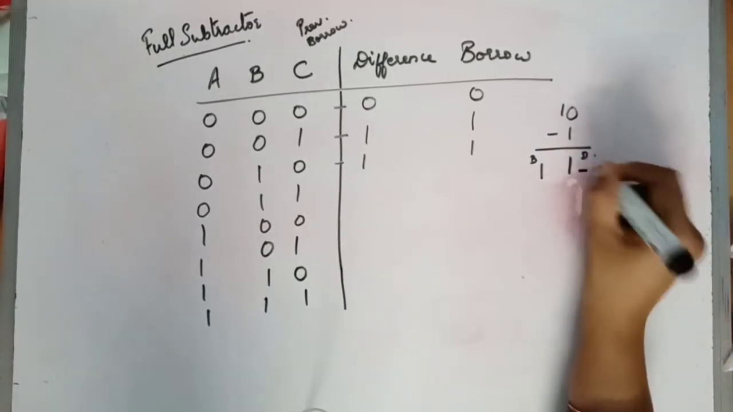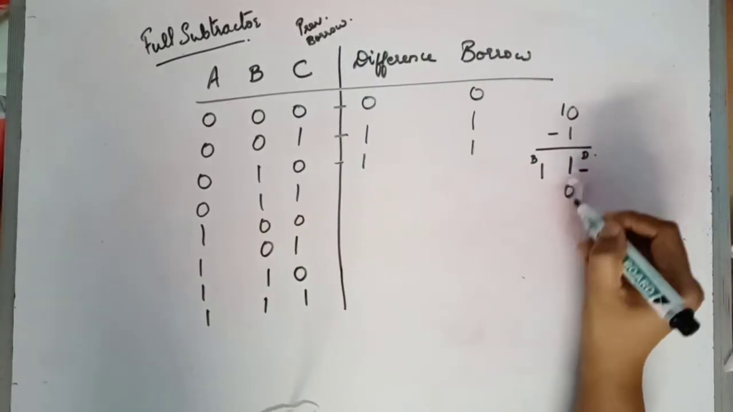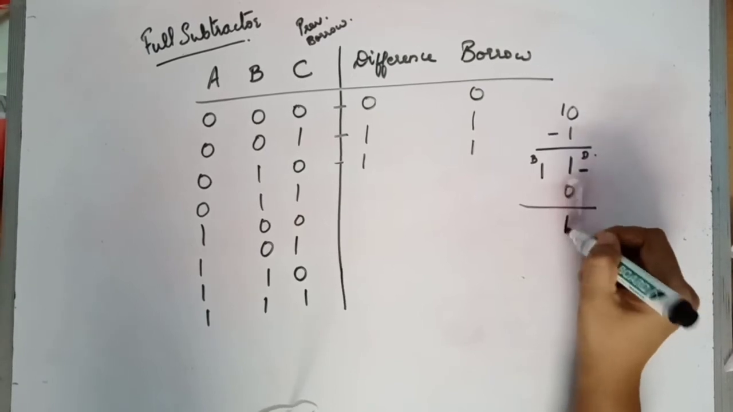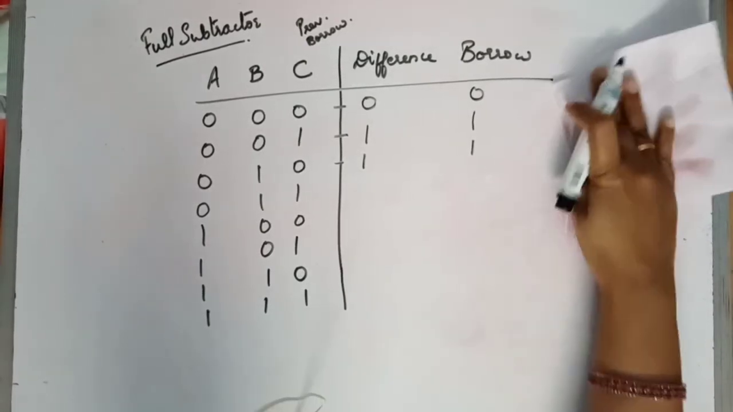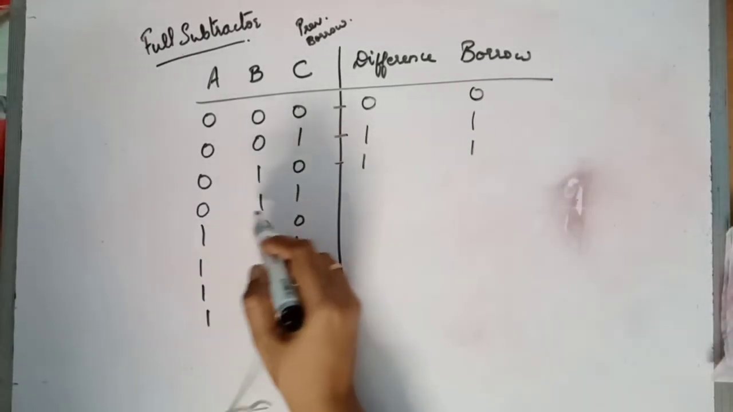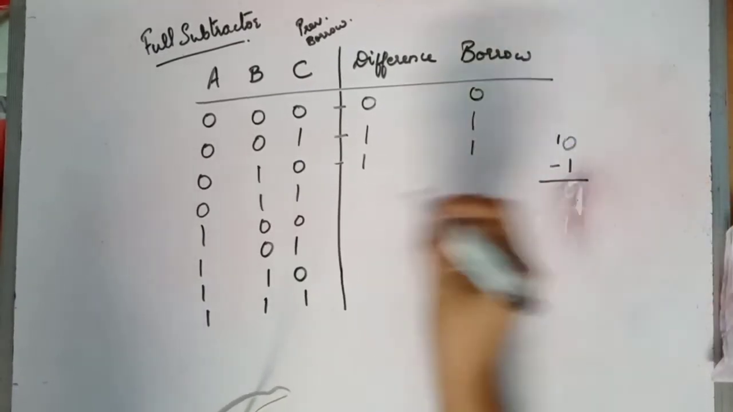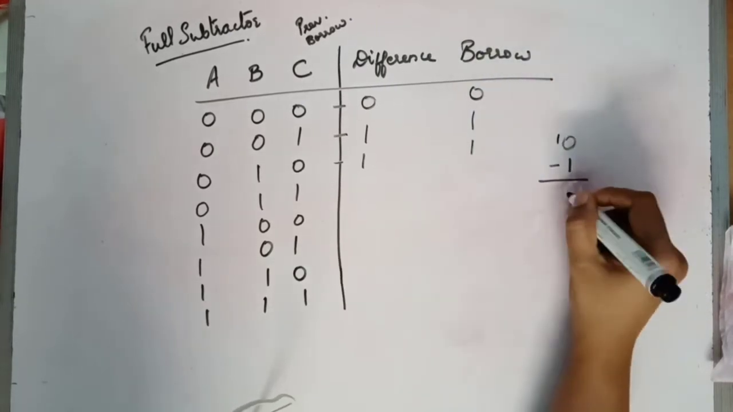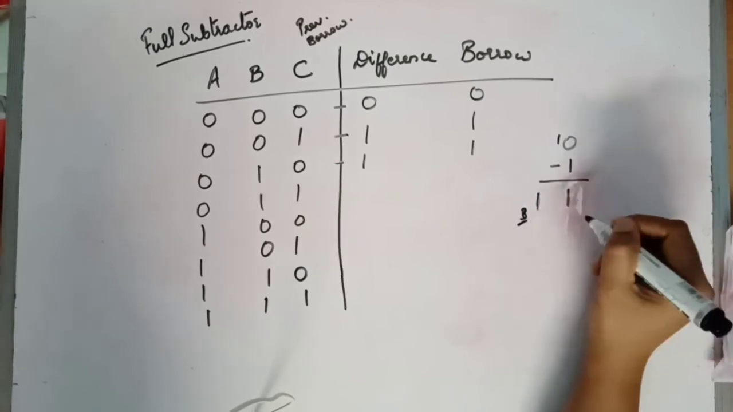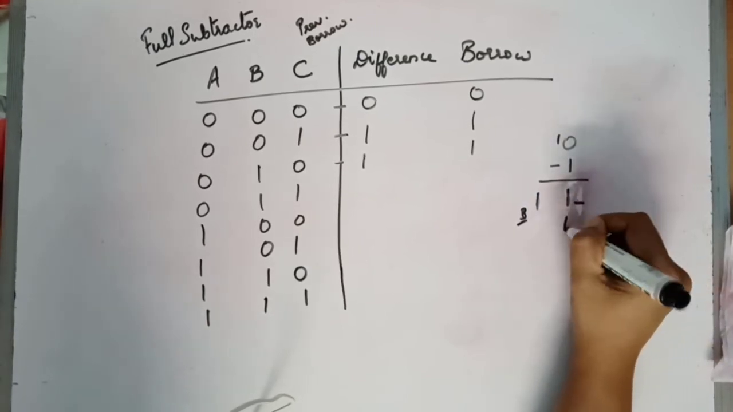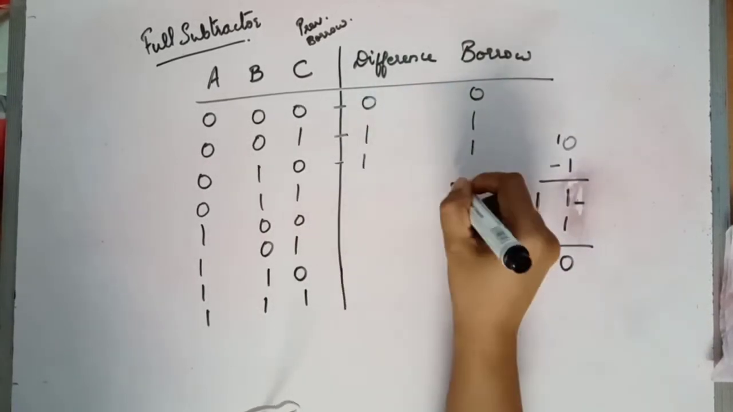Now 1 minus 0 minus 0 is 1. You already have a borrow, that is 1, 1. So 0 minus 1 is 0 minus 1, you are borrowing. Answer is 1, you have a borrow. This 1 minus 1, so answer is 0, but borrow you have.